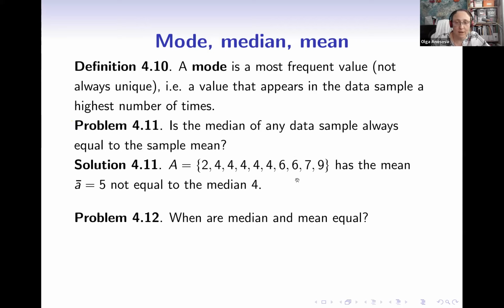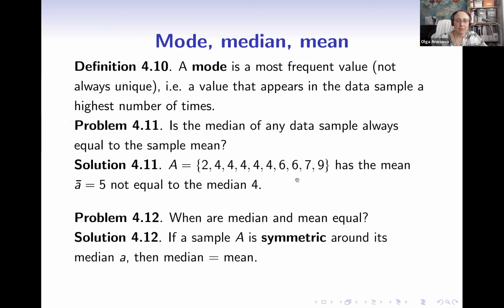But then the next question: when are they equal? And one of the answers we've got already. For Gaussian distribution, they are equal. So what is so beautiful in the Gaussian distribution is that it is symmetric. And indeed, if a sample is symmetric, which means that everything is symmetric around the mean, then median and mean are equal. And the question is, is it the full description? Are median and mean equal only for symmetric distributions?